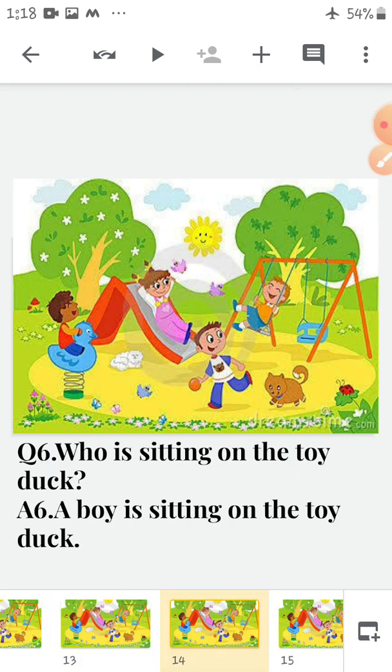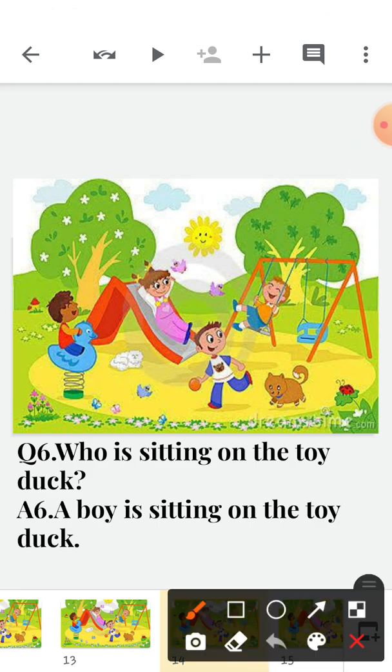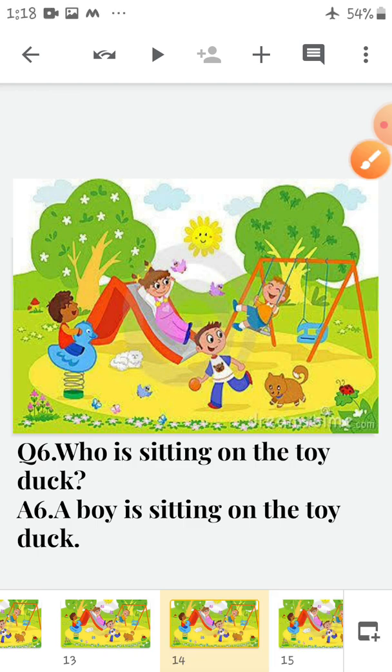Who is sitting on the toy duck? Where is the toy duck, children? See, this is the toy duck. The color of the duck is blue here. So, who is sitting on the toy duck? A boy is sitting on the toy duck.